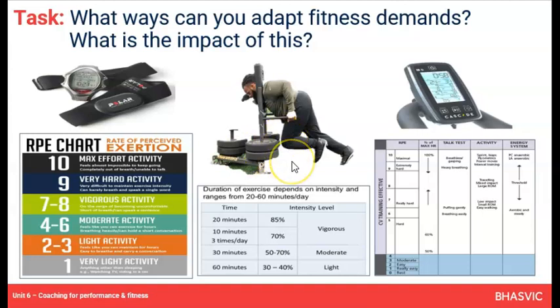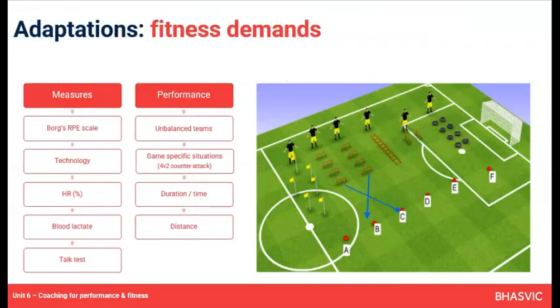You can obviously manipulate the fitness demand based on how many reps they have to do, the load they have to move. That's pretty obvious. So how can you adapt the fitness demand? You can measure it in all sorts of different ways using technology: heart rate monitors, GPS devices, actual equipment that gives you intensity, power or speed.